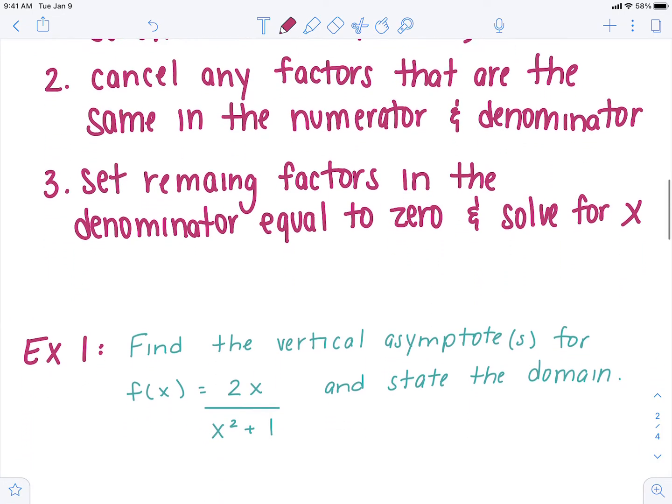So we could say, find the vertical asymptote, or possibly asymptotes. We could have more than one, because like we saw in the do now, there were some equations that had more than one x value for an answer, so we can have more than one asymptote. So we want to find the asymptotes of f of x equals 2x over x squared plus 1, and then we're going to use our asymptotes to state our domain.